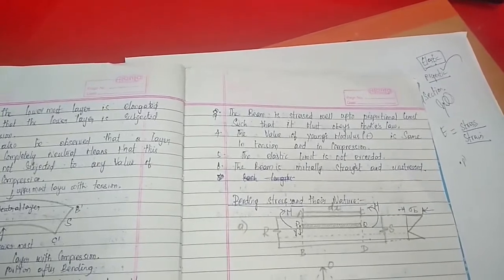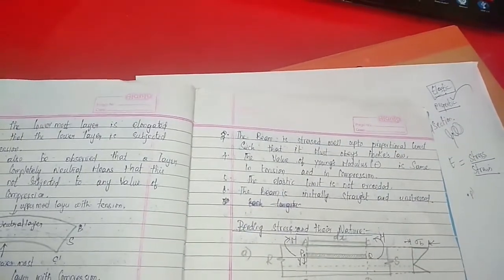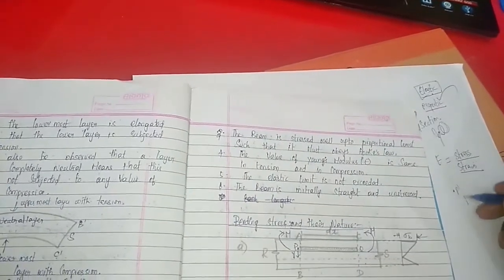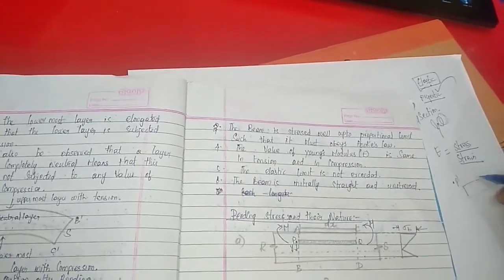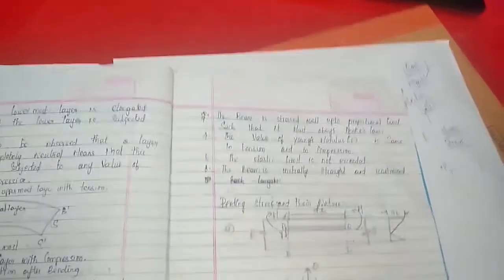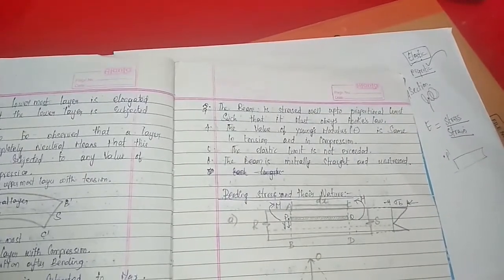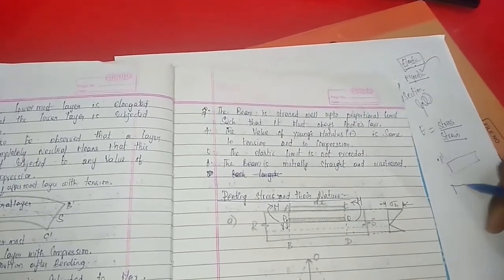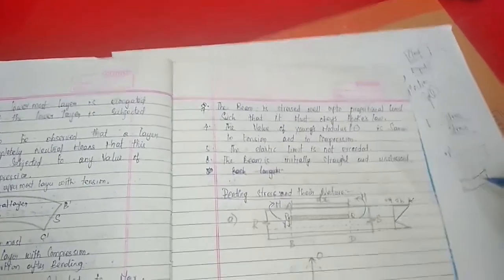And your last assumption is that the beam is initially straight and unstressed. So before applying load, the beam is unstressed. There is no stress because no load is applied initially, and it is straight. After application of load only, it may tend to deform. So those are your 6 assumptions.